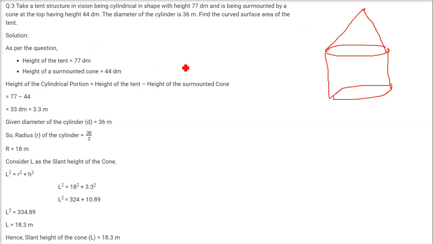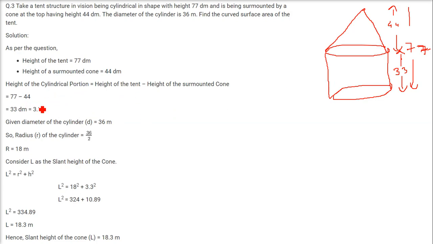So now what is given? The height of the tent is given as 77, so from here to here it is 77. Then the height of the surmounted cone is 44, so this is 44. And what is this height? It is 77 minus 44, that is, this is going to be 33.